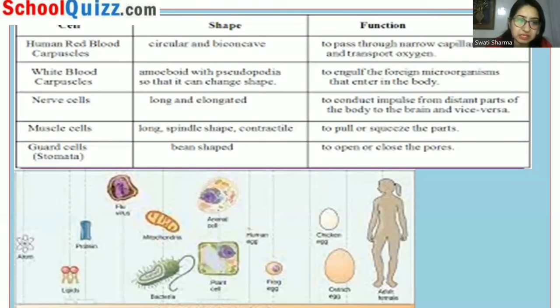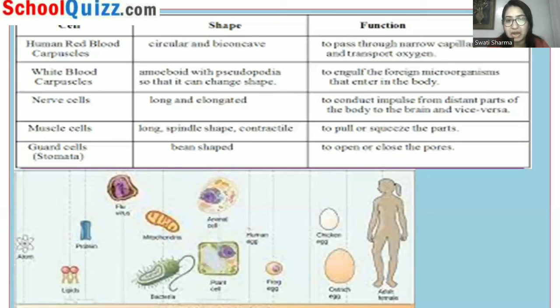Now children, we can see the size of an atom, which is near 0.1 nanometer. Then comes lipid, then mitochondria, eubacteria, animal cell, plant cell, human egg, frog egg, chicken egg, ostrich egg, and adult human. So we can see the different shapes and sizes in which cells are found.